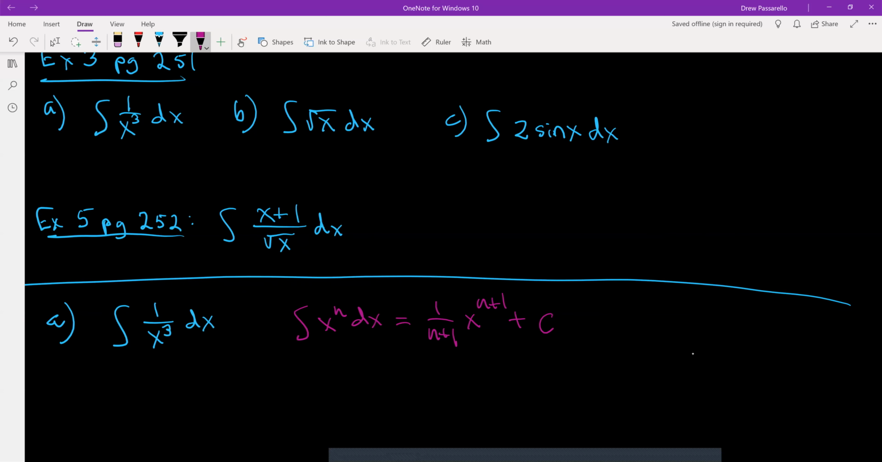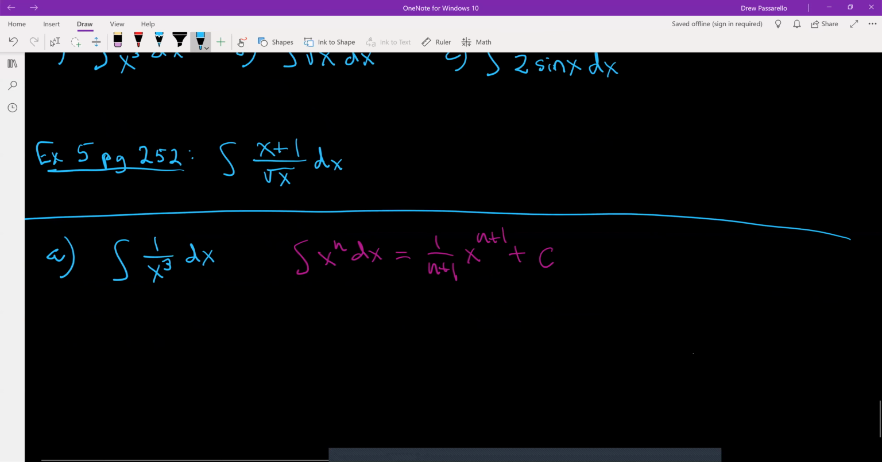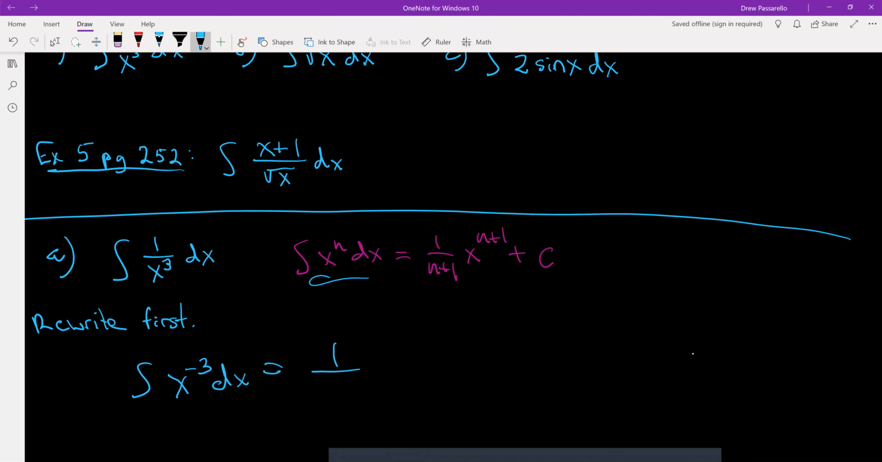But because the x is in the denominator, I need to do some rewriting. So I'm going to rewrite first. Anytime I have 1 over x cubed, I could write that as x to the negative 3rd power dx, just by rules of exponents. Now I have it of this structure, so I'm going to apply the rule. It's going to be 1 over negative 3 plus 1, and then x to the negative 3 plus 1, and then plus c.